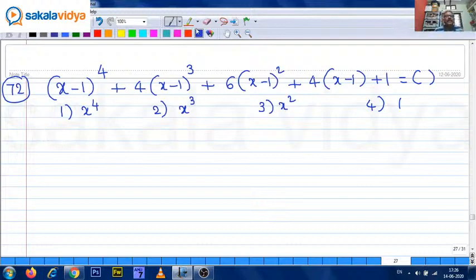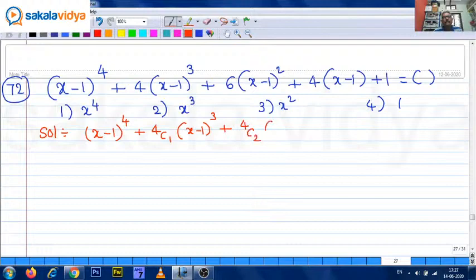So now the solution, you see. This can be rewritten like this: x minus 1 whole to the power of 4. 4 can be written as 4c1 times (x minus 1) whole cube. 6 can be written as 4c2 times (x minus 1) whole square. This can be written as 4c3 times (x minus 1), plus 4c4 times 1 to the power of 4.